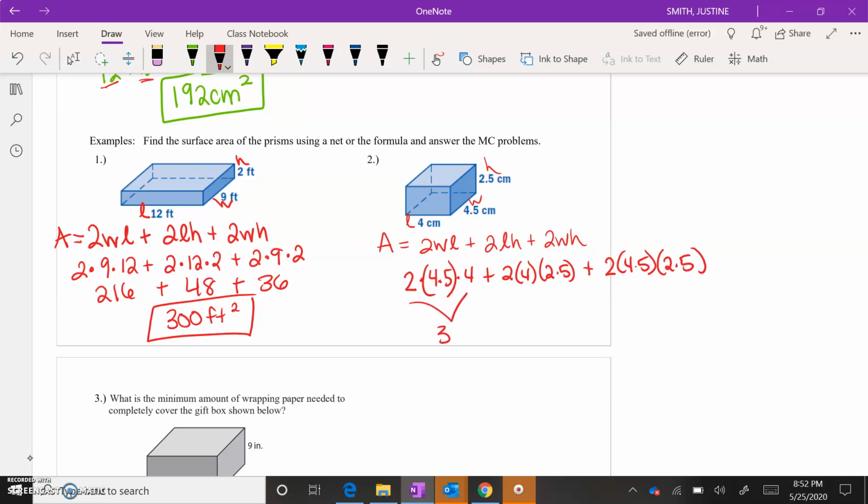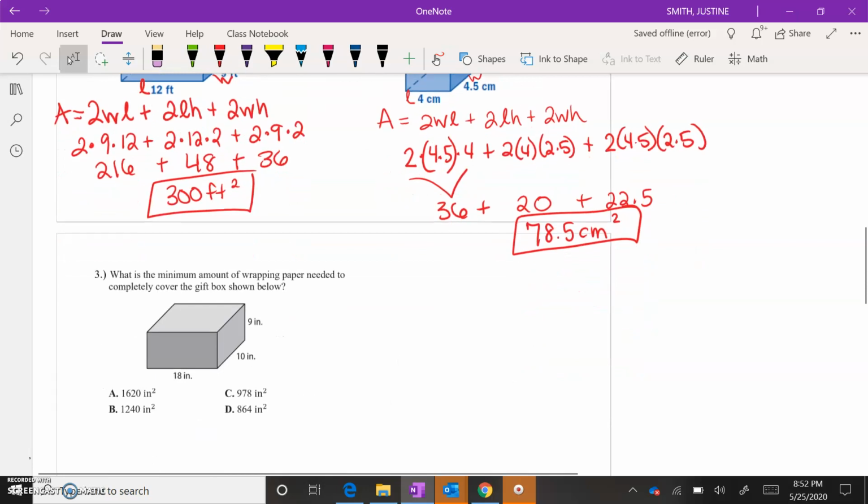So this gives me 36 plus 20 plus 22.5. And then you're just going to add them all up. Okay.